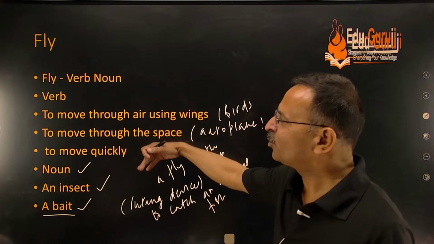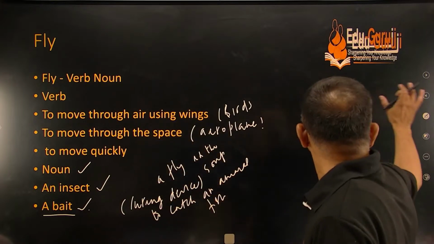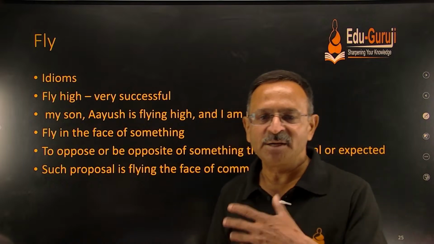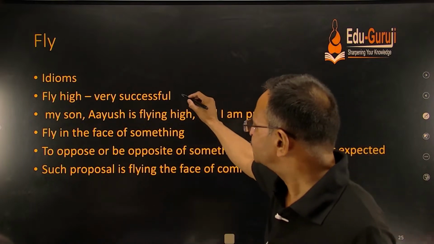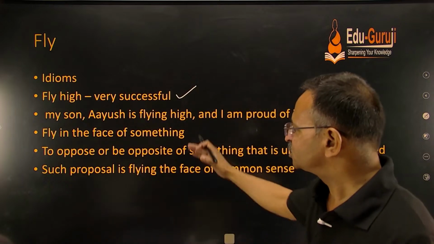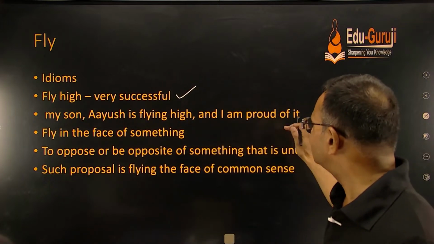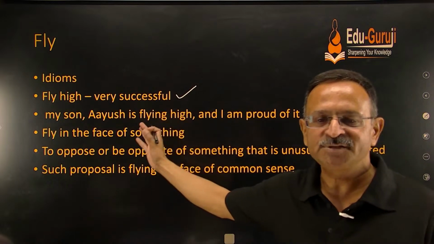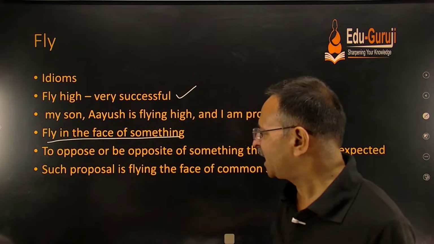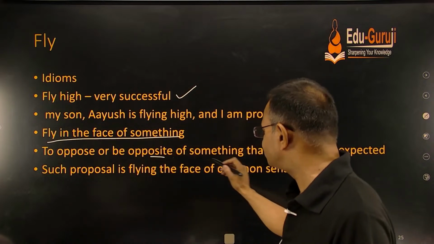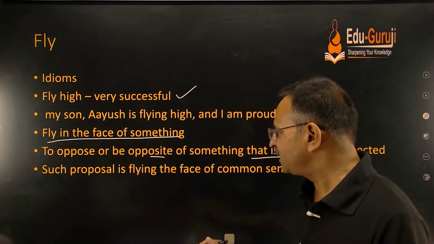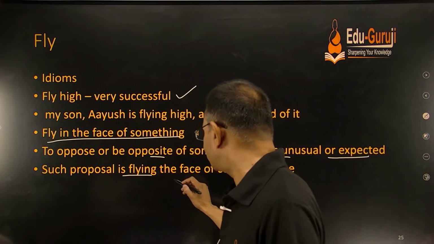So let's see how we can use this. What are the various idioms we can use with this? So fly high, that means very successful. So my son Ayush is flying high and I am proud of it. That means he is very successful. Fly in the face of something means to oppose or to be opposite of something that is usual or expected.